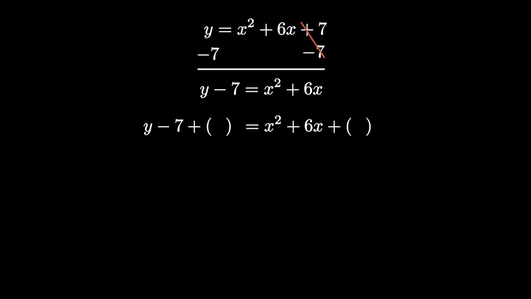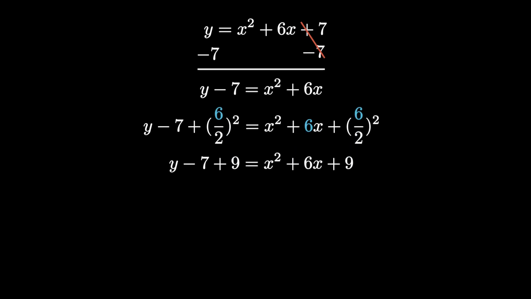So in this space, we're going to take the coefficient in front of our x, which is 6, and we're going to divide it by 2, and we're going to square it. And you're probably wondering, okay, why are we adding it to the left side as well? And that is because, remember, what you do to one side, you do to the other to keep the equation balanced, okay? So when we clean up our space, 6 divided by 2 is 3, and 3 squared is 9, and that'll leave us with y minus 7 plus 9 equals x squared plus 6x plus 9.